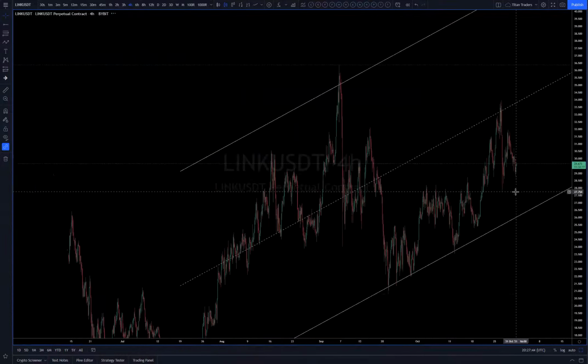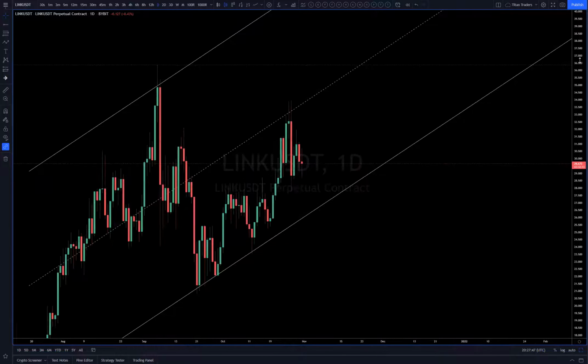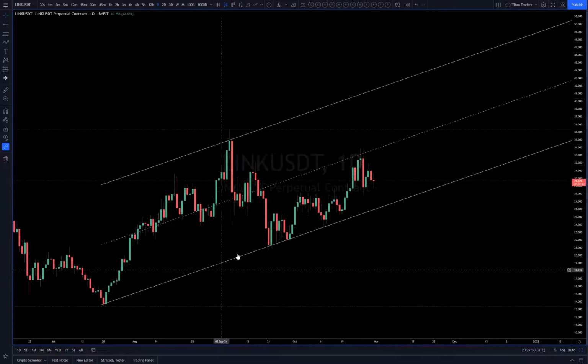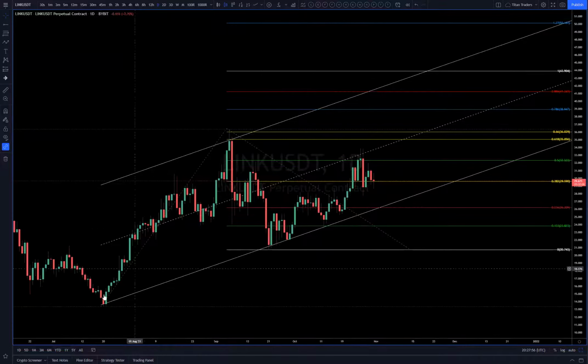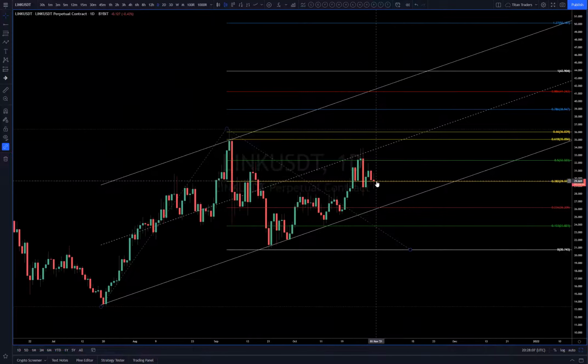So looking at Link, this is the bigger time frame channel that I've made on the daily. It looks good. We've seen a rejection of the 3-year-2. What I have is a trend-based fib from the very low to the high to the low, off the channel itself, and we currently rejected this 0.5 level, but we are holding the 3-year-2.